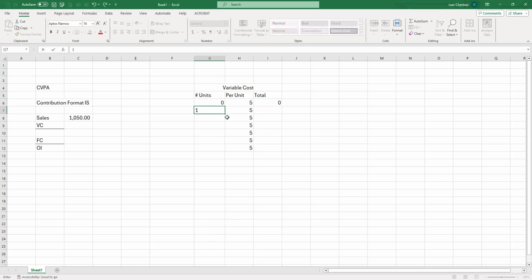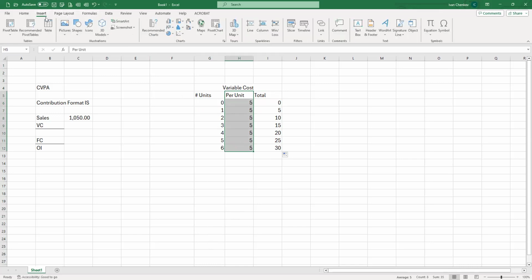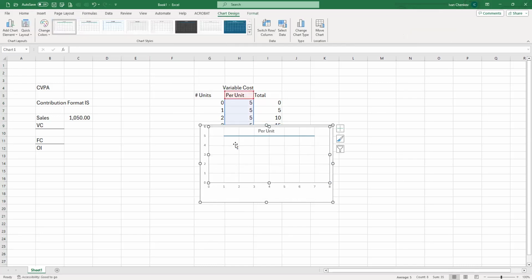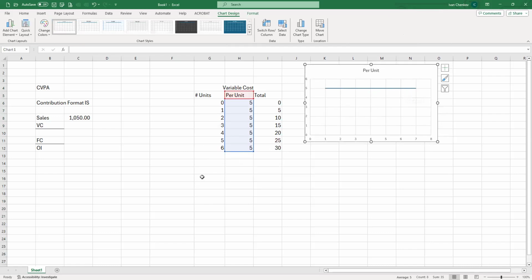Now, if I start plugging in the units here, the cost is going to start growing. Why? Because the cost per unit stays the same, but the number of units that I'm purchasing starts driving the cost. So what will be the graph for the cost per unit? We can easily see it. Once you put it in the graph, we're going to see that our cost per unit is always going to stay the same, a flat line all across.